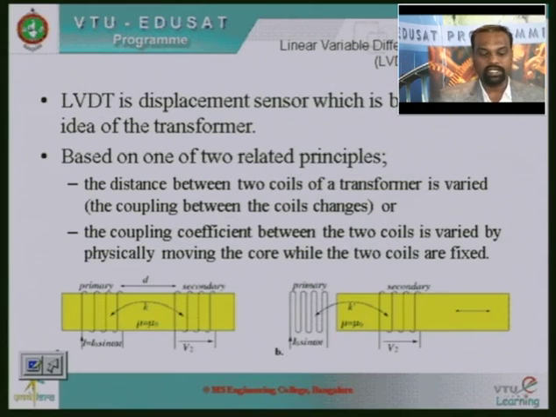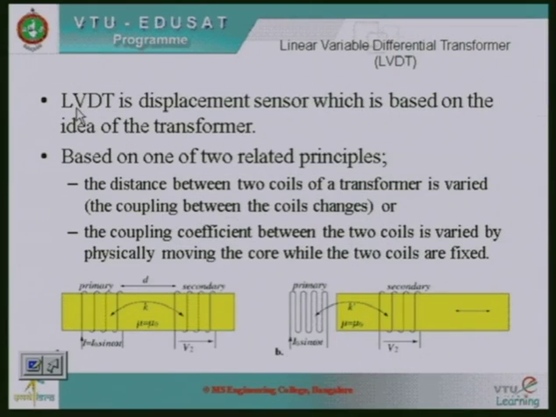What is this LVDT? LVDT is a displacement sensor, which is based on the idea of a transformer. So I can convert a transformer to measure displacement. How is that possible? It is based on two related principles. The distance between two coils of a transformer is varied. So there is a primary coil, there is a secondary coil.